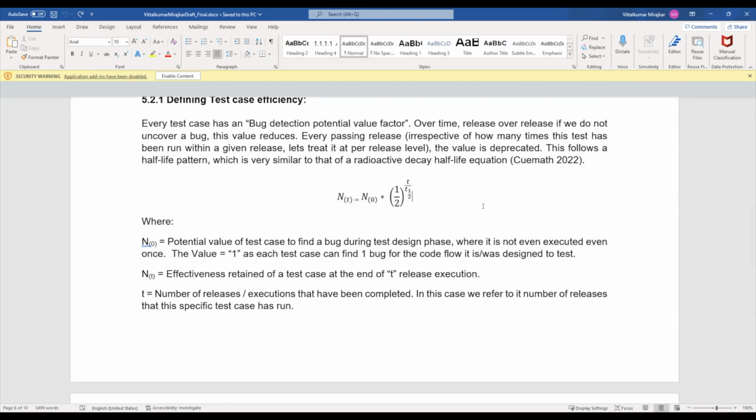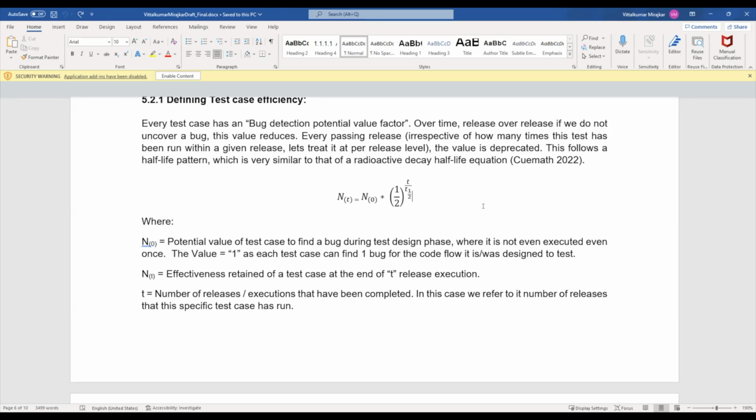N0 is the potential value of a test case when the test case was designed. NT is its value at, let's say, T equals 5, where T is the time interval after a certain period of execution when you want to know its true value. So NT basically is: you have a test case which was designed at release 1, and after 5 releases you want to know what value this test case adds. So T is the time window, the execution cycles. NT would be the value at the time at which you want to calculate the value of this test case.